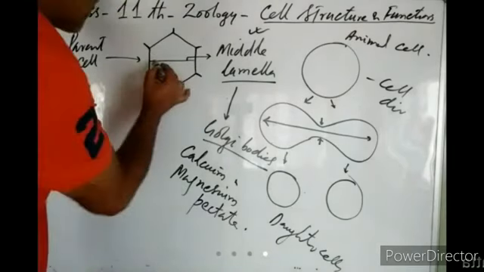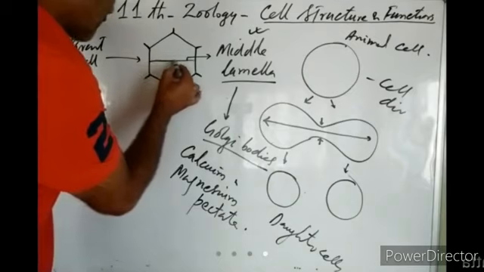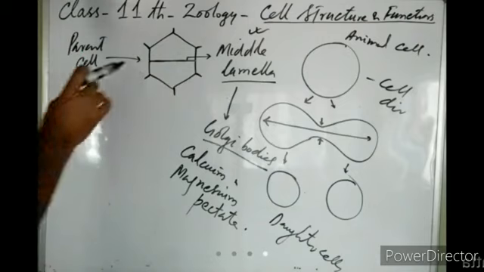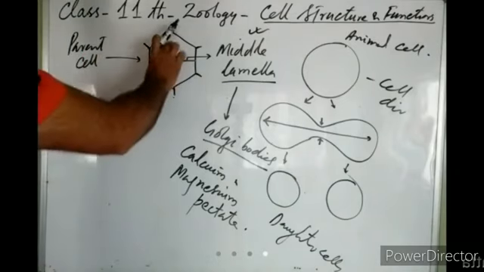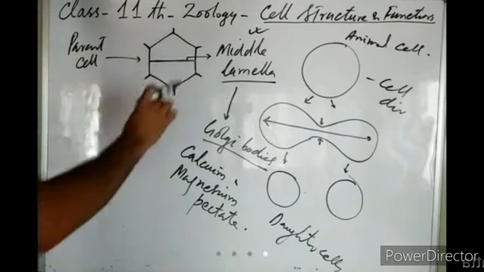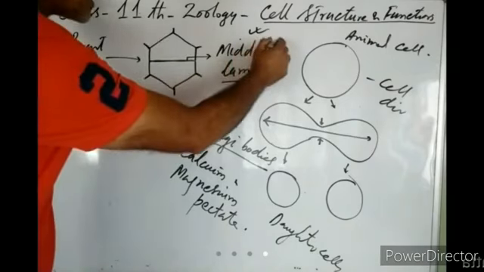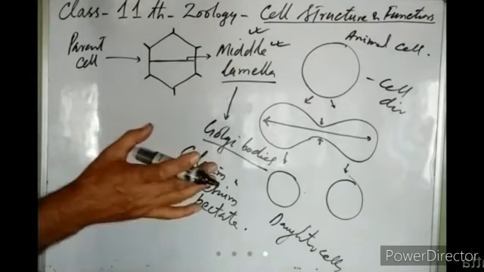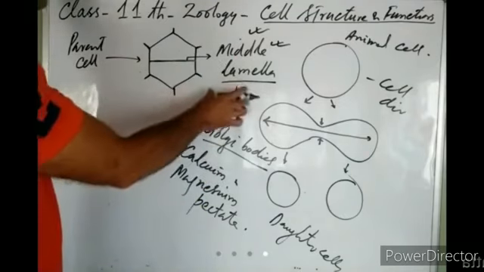And this calcium and magnesium pectate is laid in the form of a layer. This layer of calcium and magnesium pectate divides a parent plant cell internally into two compartments. This is known as the middle lamella. So the cytoplasm of the plant cell is divided into two compartments by the formation of a middle lamella in between them.